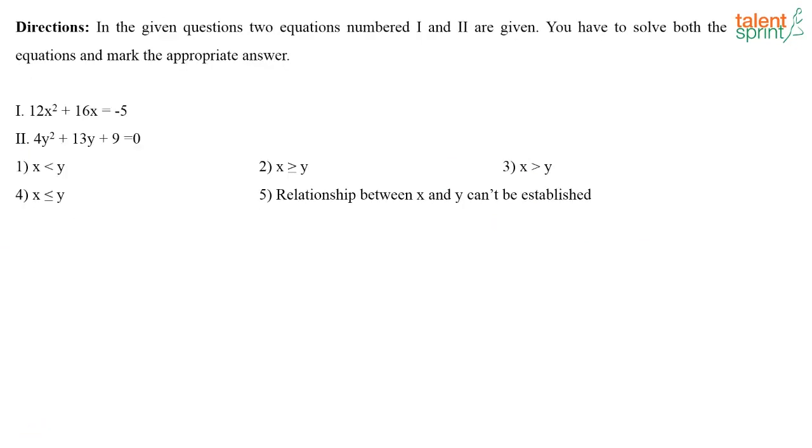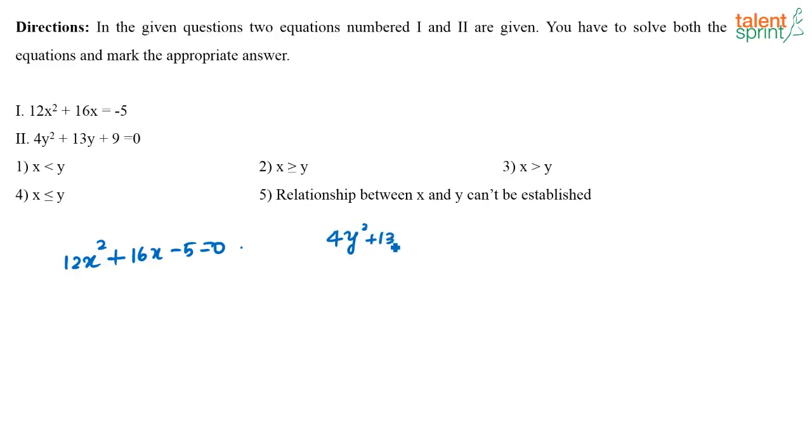Good. So next we are coming to the questions on equations. 12x squared plus 16x is equal to minus 5. 4y squared plus 13y plus 9 is equal to 0. So how would you solve this? Again, you can solve it using the sign table. 12x squared plus 16x minus 5 is equal to 0. So this is the equation that you have. Let us first find the roots for this equation.